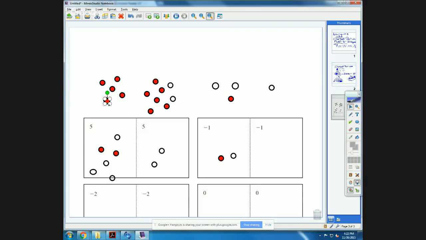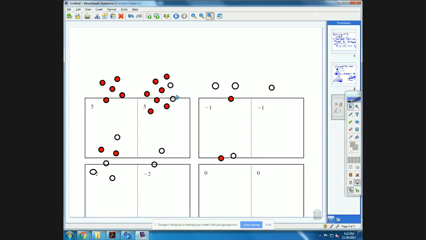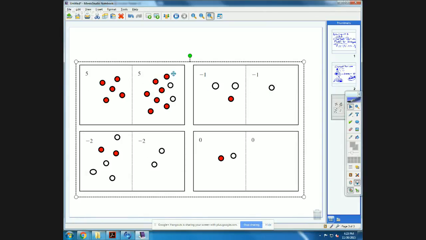Do we need to circle the pairs that cancel out? No. You don't need to circle the pairs that cancel out. Okay, so I think I got my homework done here. So we'll talk about these in just a second.